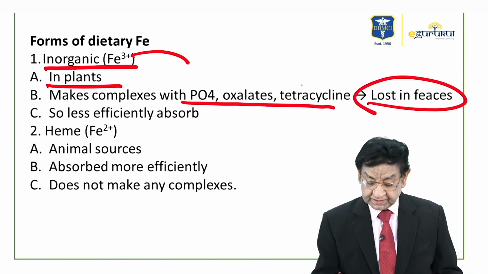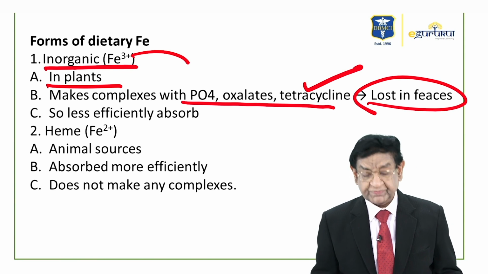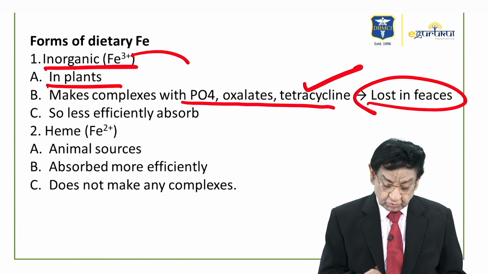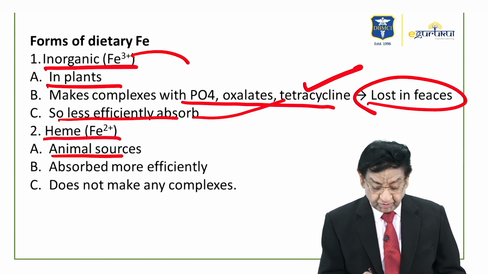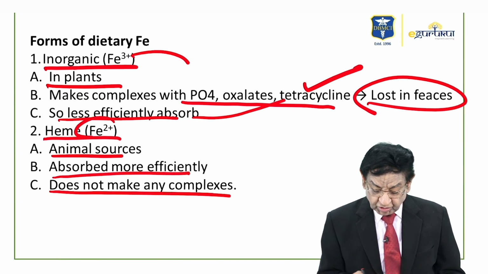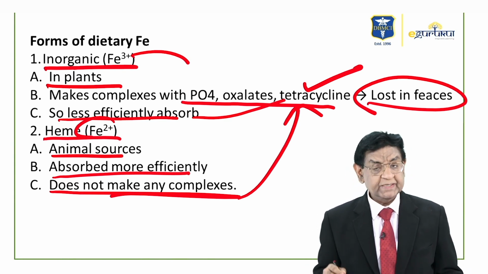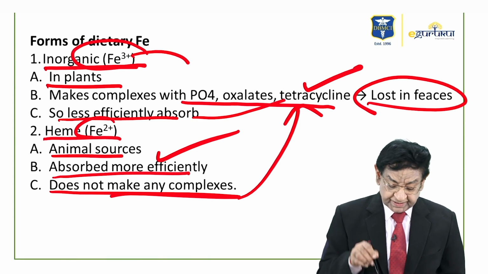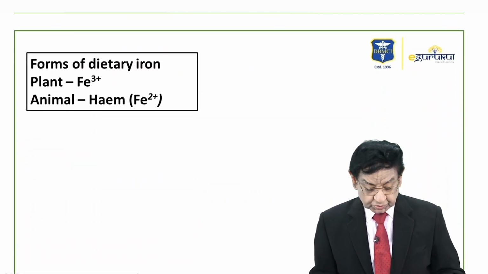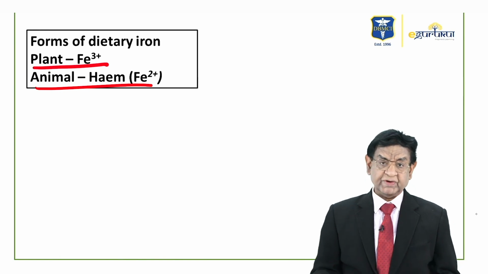So if there is a patient who is on tetracycline therapy and is also anemic, and you are giving an iron salt, this ferric molecule will combine with tetracycline and go out in the feces. It will all be wasted. So the complex is not efficiently absorbed. Now heme, which is there in animal food in the form of ferrous, is absorbed more efficiently. It does not make any complex with all these. The distinct advantage is that animal food iron doesn't make any complex. That's why there is no inhibition of absorption, and it is absorbed much more efficiently. So the keywords are: plant diet has ferric, and animal food has heme, ferrous. This is a summary of what we learned in the previous slide.